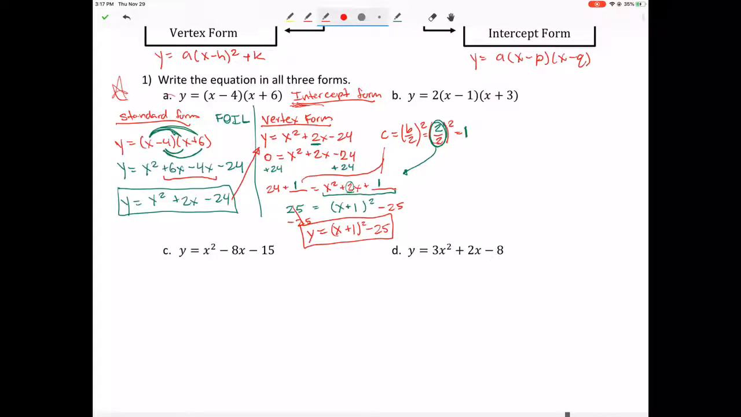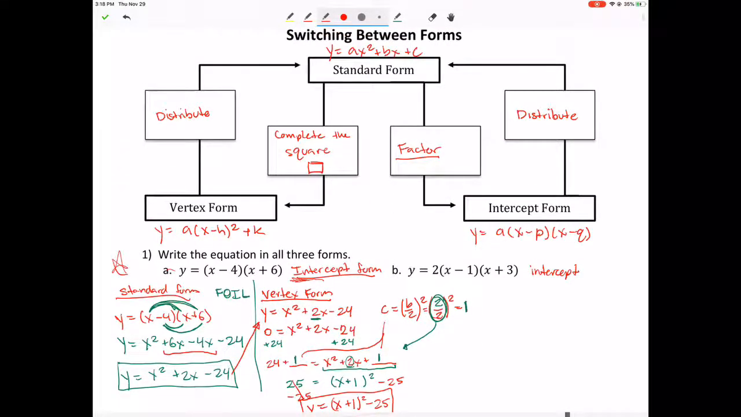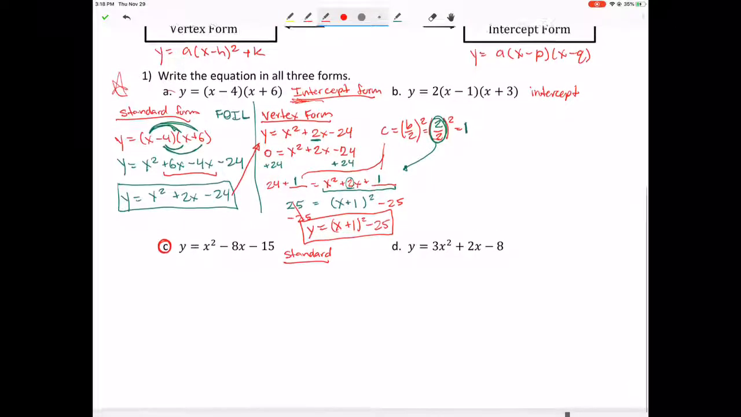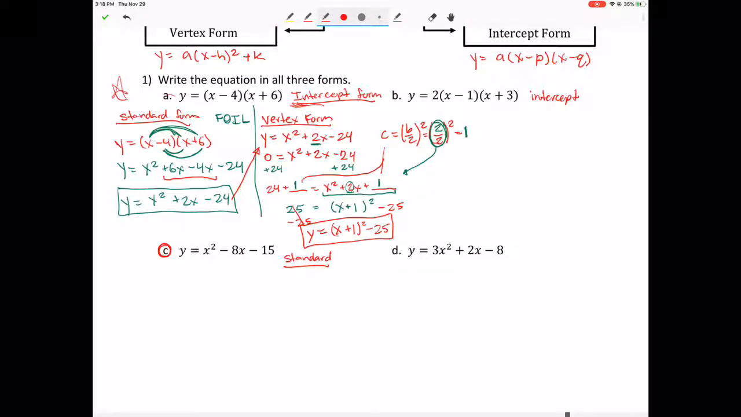So B is basically the same. It's also in intercept form. So we will do a different one where it's different. Let's do C. C is in standard form. If we have a problem in standard form, to find the other two, we will do completing the square to get the vertex, and we'll factor to get the intercept form. Okay, so let's do the easier one first. Let's do the intercept form.